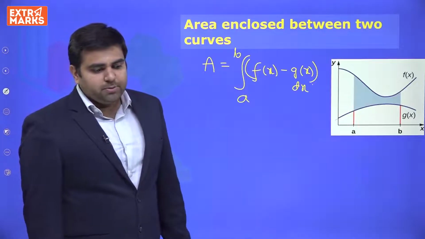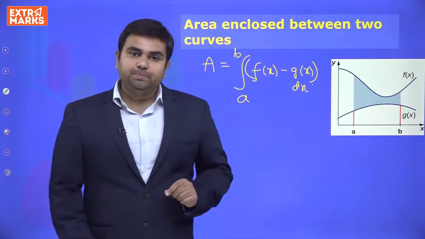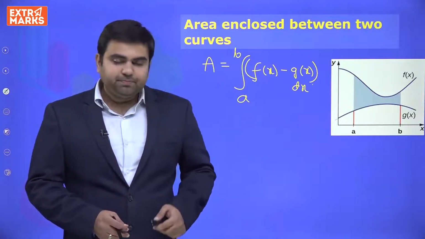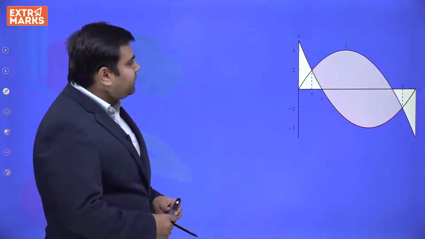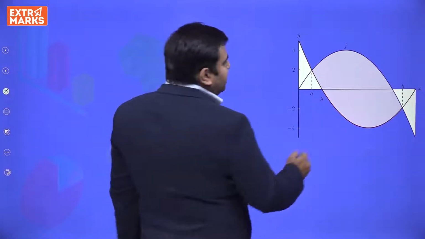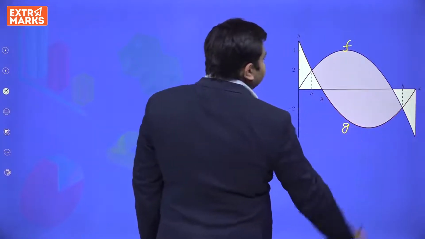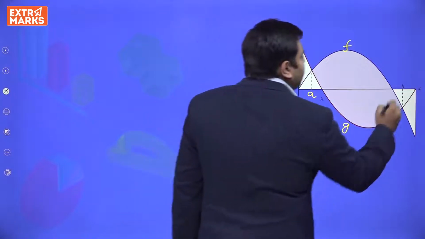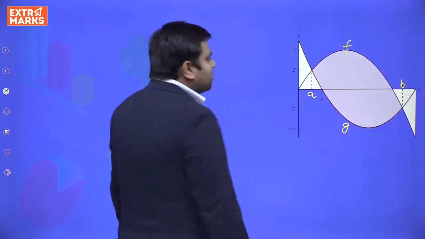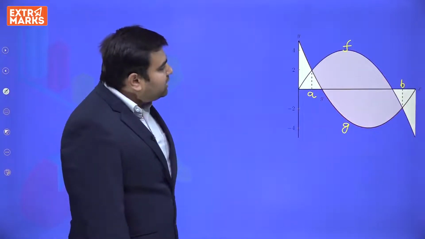Are you getting this point? So I hope this is quite clear to everyone, right? Let's move ahead. So in this case, what would be the area, right? So this curve is f and this curve is g. Now let's say I want to find the area between a and b. So how would I find it, right?